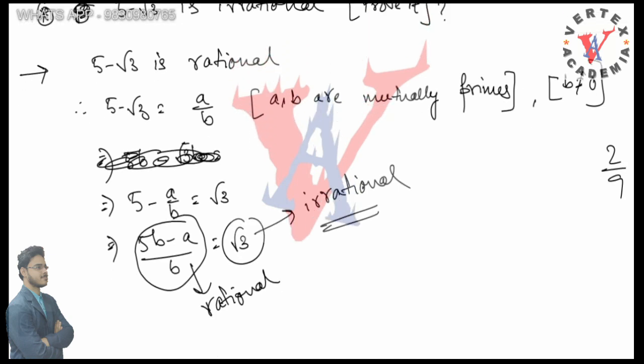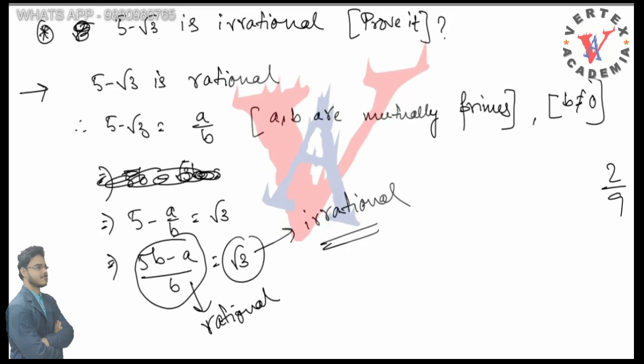contradiction. I mean, we have come to a point which violates the laws of mathematics. In an equation, both the sides can be rational or both the sides can be irrational. It cannot be that one side is rational and the other side is irrational. So this is occurring only because of our initial assumption that 5 minus root 3 is rational. If we had not assumed that, this contradiction would not have come. So therefore, our initial assumption that 5 minus root 3 is rational is wrong. Therefore, 5 minus root 3 is irrational.